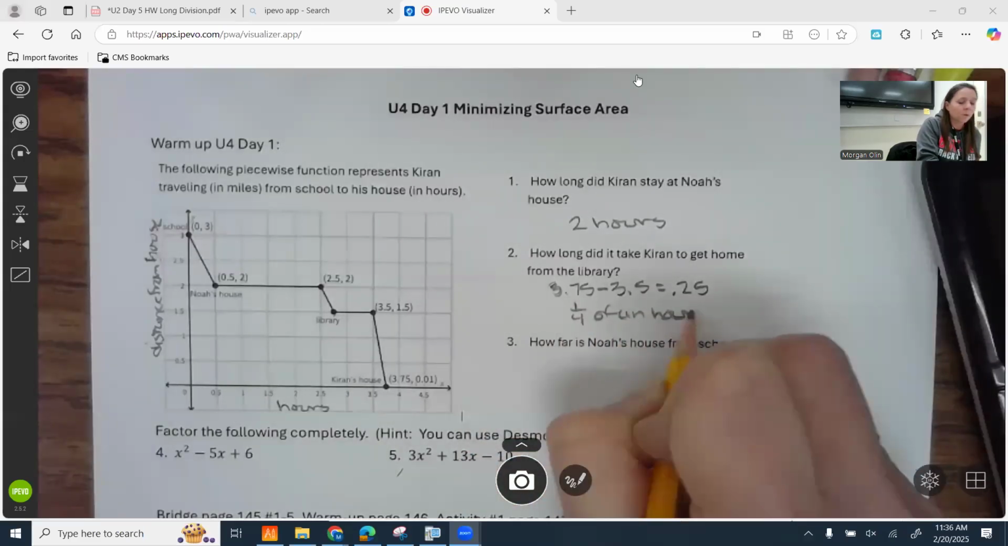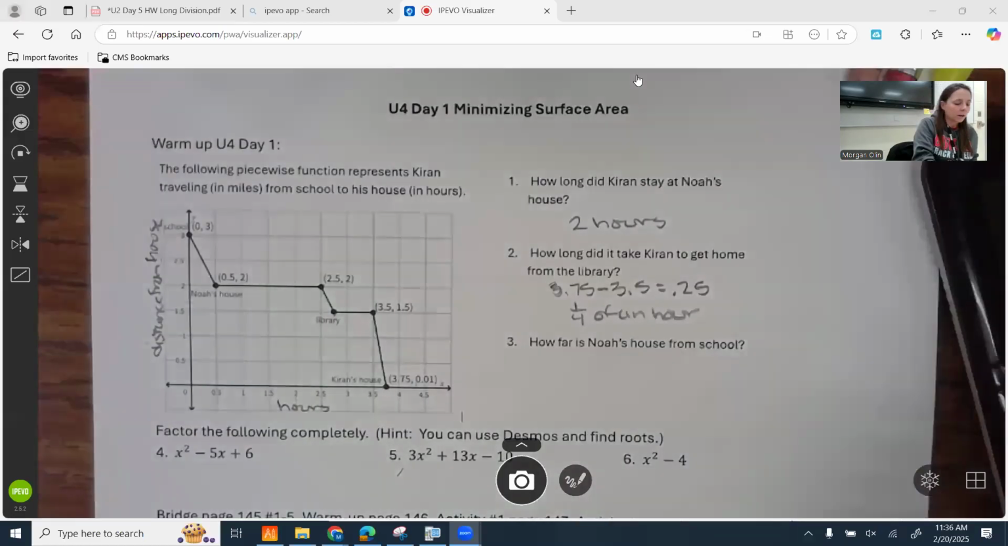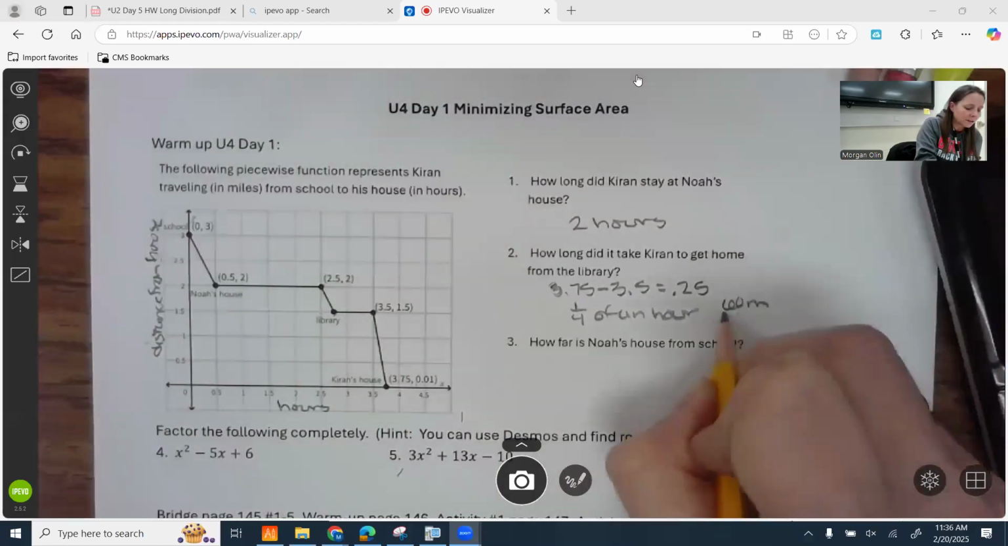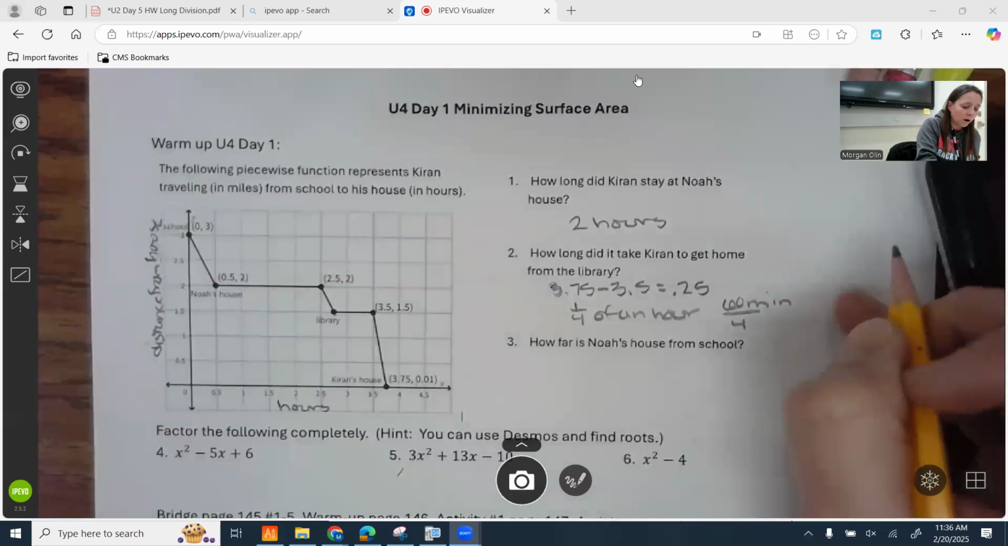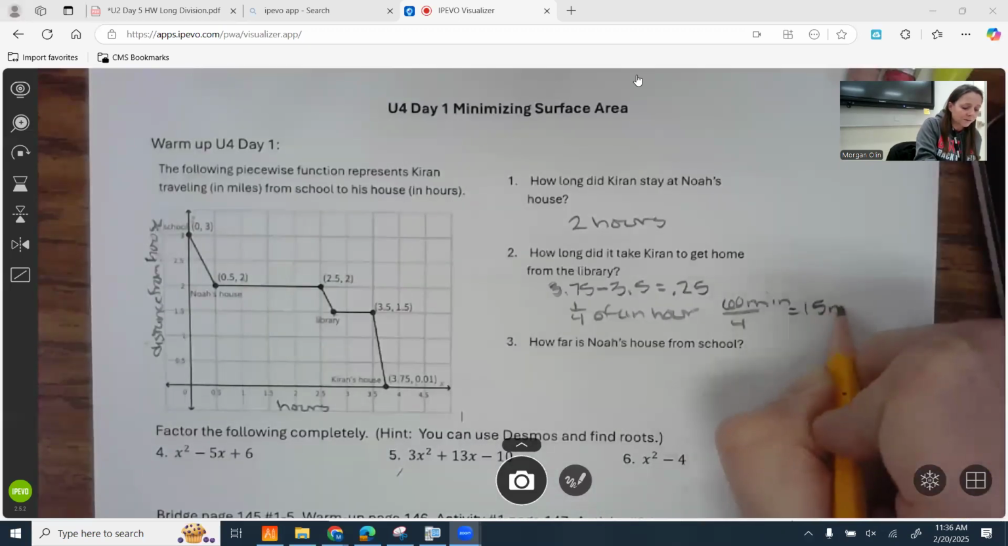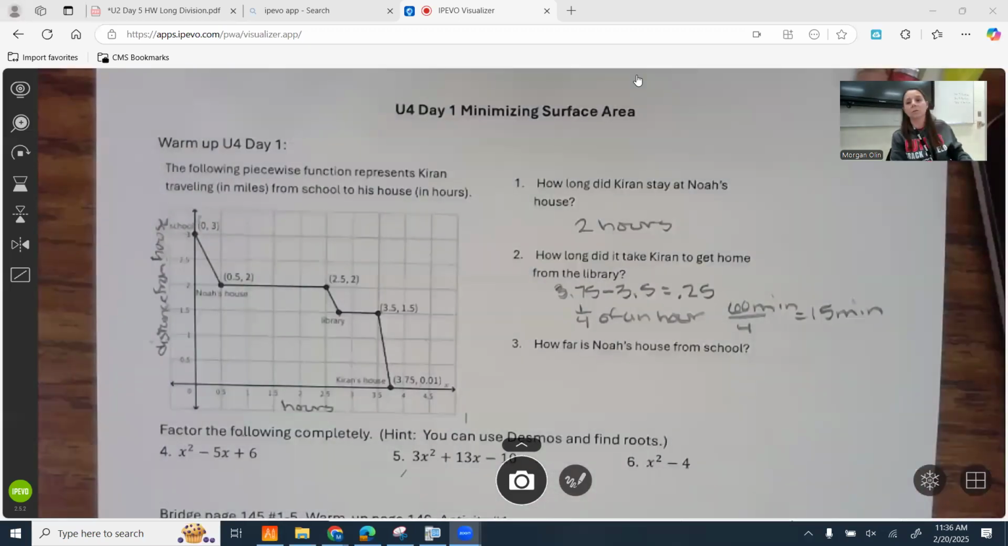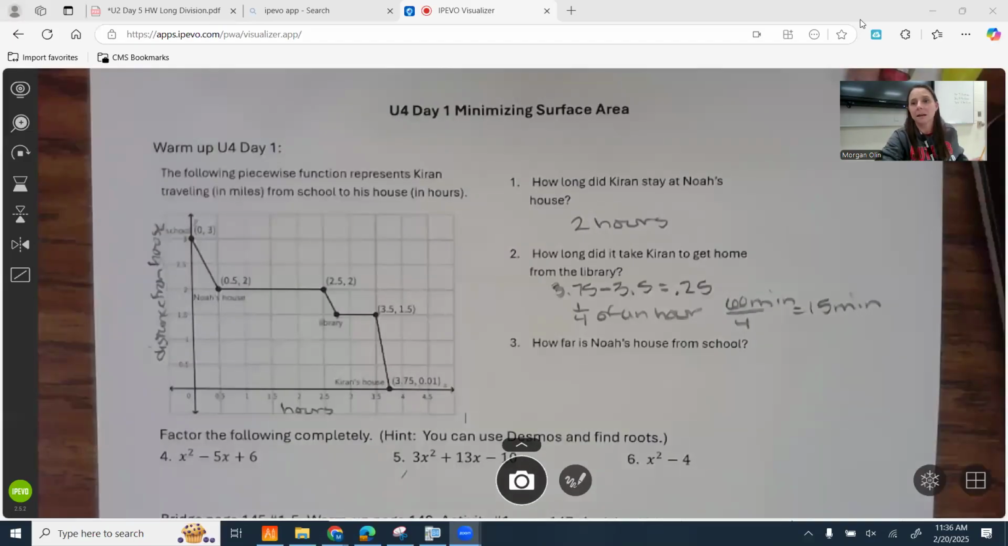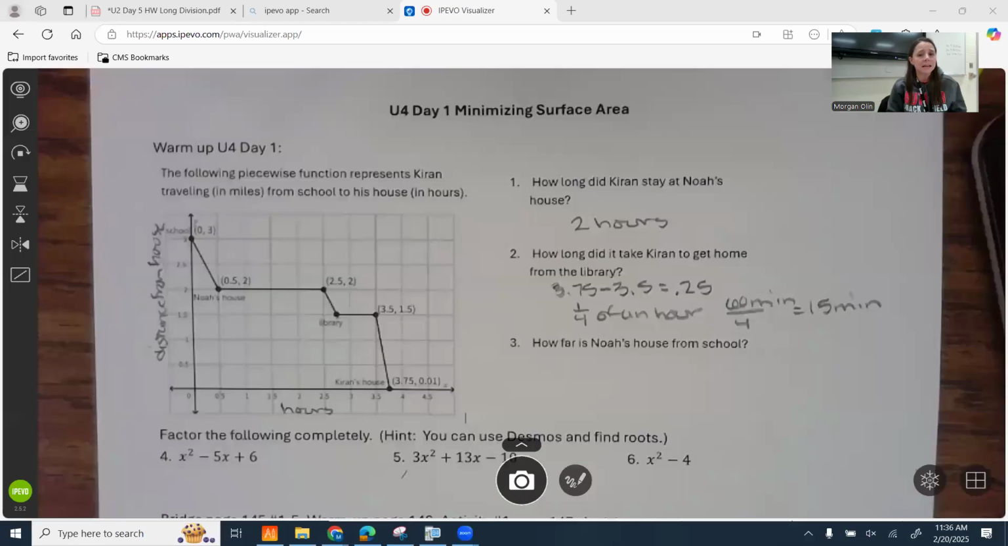Now, what is a fourth of an hour? Well, an hour is 60 minutes. So if I divide it by 4, it says 15 minutes, if they want to get particular about hours and minutes here.